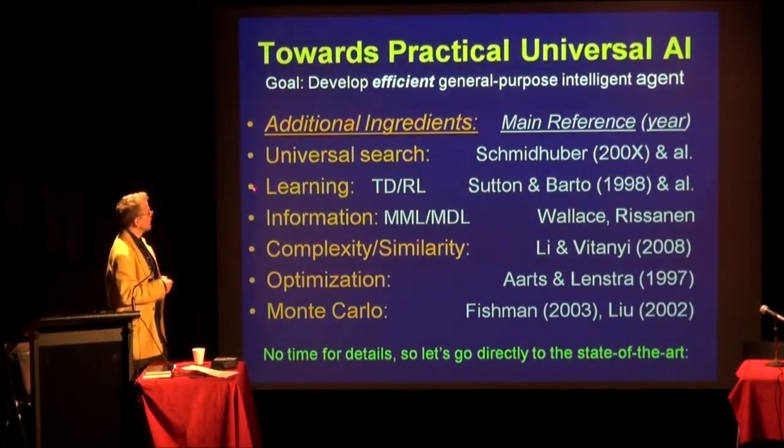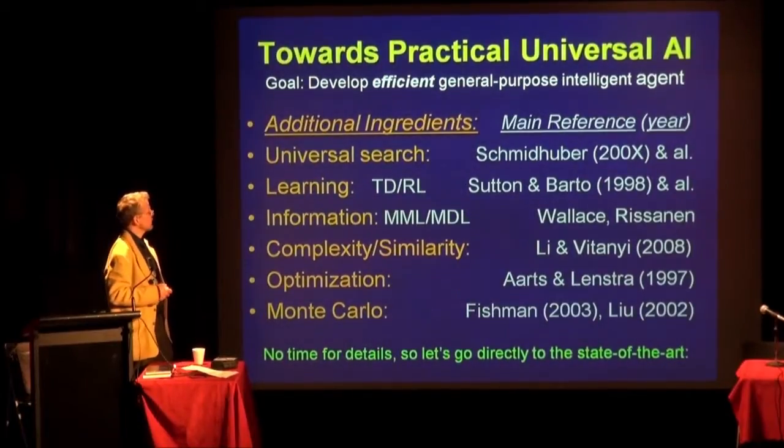Then we need learning. I mean, Solomonoff is a theoretically optimal learner, but it's incomputable. But machine learning, as you mentioned already, is around, and it's a great success story. And in particular, the reinforcement learning part of machine learning is very important. Information theory is useful for doing one version of learning.